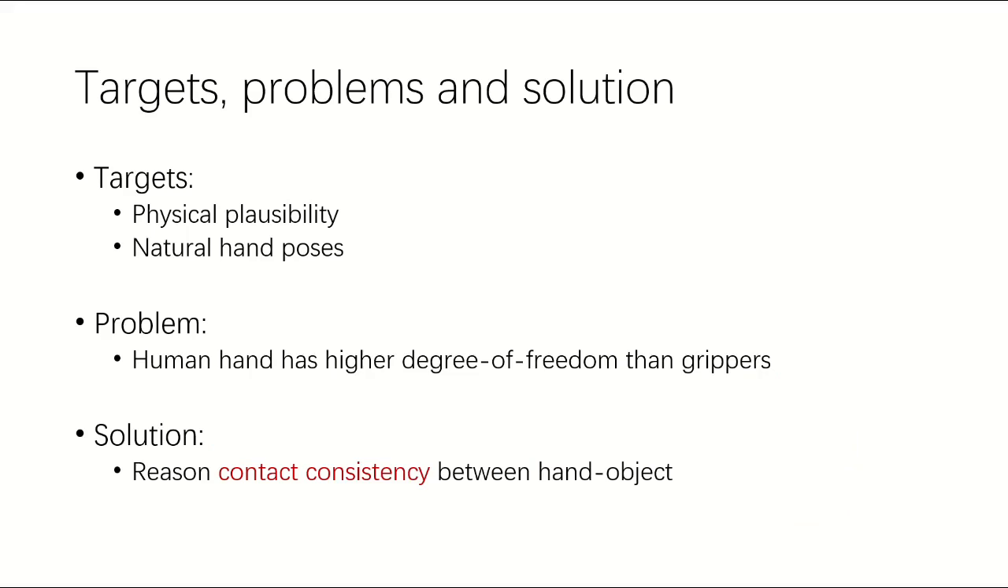There are two targets for the generated grasps. They should be physically plausible, and the hand pose should be natural as human hands. However, due to the high degree of freedom nature of the human hands, it is hard to generate perfect grasps by directly regressing the hand parameters. So, for achieving the target, our solution is reasoning the contact consistency between hand and object.